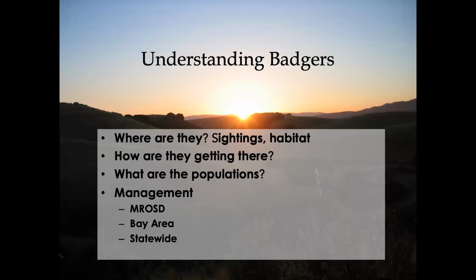And I'm going to wrap up right there. So we're still in progress. We've done 1 year of data collection on the Mid-Pen project, and we're still just trying to figure out the basics. So, where are the badgers based on the sightings and based on the habitat that's present? How are they getting in and out of those areas? And what do the populations look like? Is it one big population? Are there several smaller subdivided populations?